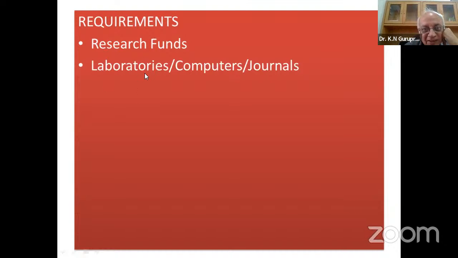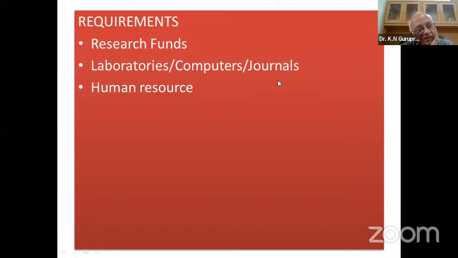Others require mostly the research funds for computers and journals. This is where the research fund is required. That means the library has to have a lot of funds to update the researchers in terms of the latest journals in that particular area.